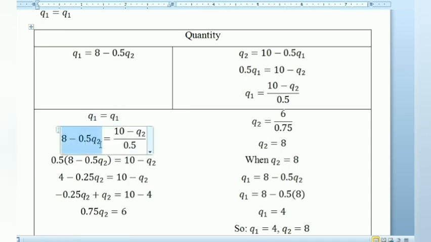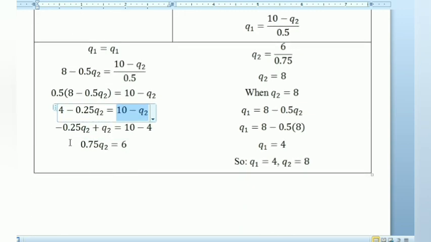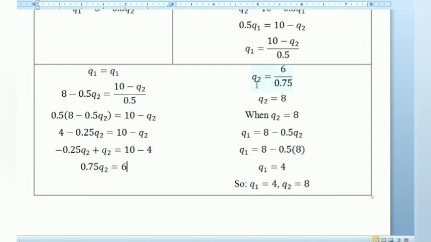So Q1 equal to Q1: I rewrite 8 minus 0.5 Q2 and Q1 equal to 10 minus Q2 over 0.5. Since 0.5 is a divisor, when we bring it to the left it becomes multiplication. So 0.5 multiplied by 8, we get 4, and then negative 0.25 Q2 equal to 10 minus Q2. We make Q2 the subject, so we get 0.75 Q2 equal to 6. Then we divide by 0.75, so we get Q2 equal to 8.